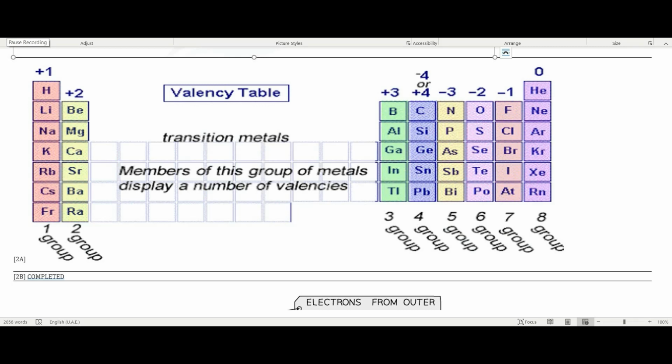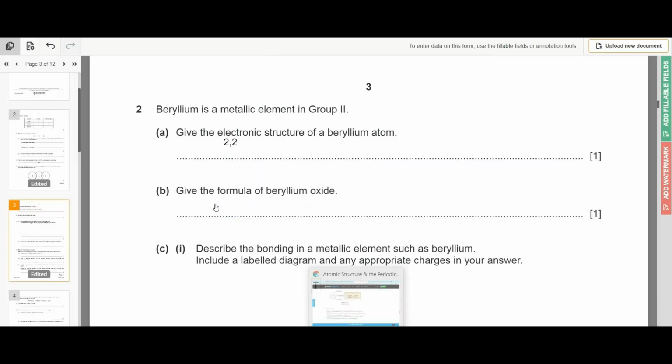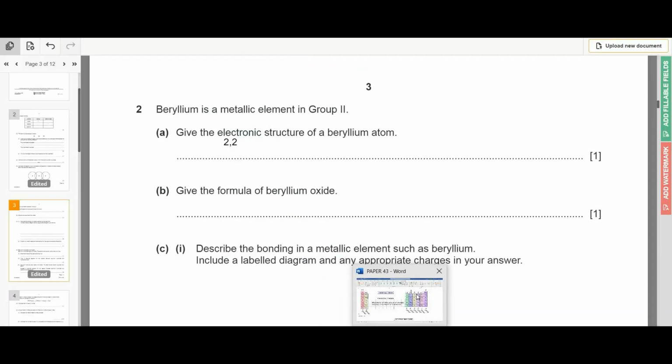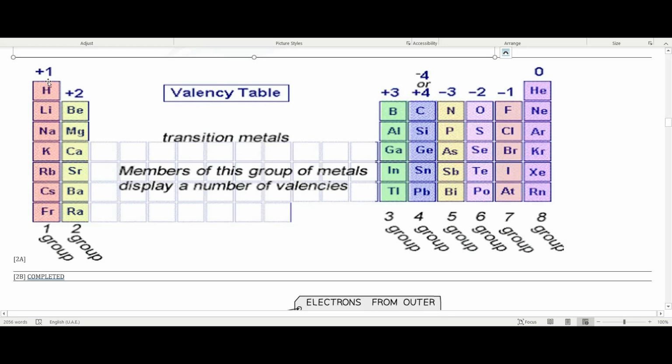Moving on to part B. This part of the question is asking us to give the formula of beryllium oxide, and for this part of the question, you need to be familiar with the valencies of each of the groups. Here you can see clearly in this periodic table I have given here: group 1 has a valency of +1, group 2 has a valency of +2, group 3 has a valency of +3, group 4 could be +4 or -4, group 5 is -3, group 6 is -2, group 7 is -1, and group 0 is 0.